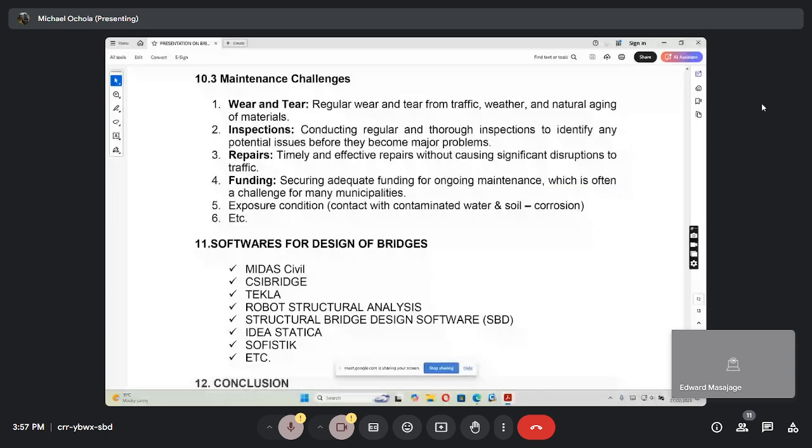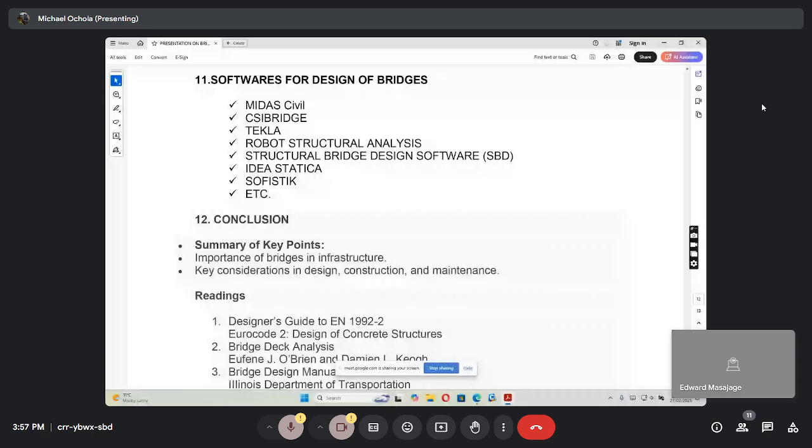What are some of the software that these young guys should follow? Look at Midas Civil. Look at CSI Bridge or SAP 2000, that's for bridge components, very easy to learn. Midas is very easy to learn. Tekla, some of you can learn; I tried, but I left it. Robot Structural Analysis is for buildings, but it's very good for connections. When you reach steel composite, there's connection design you're going to appreciate, and also base plate design.